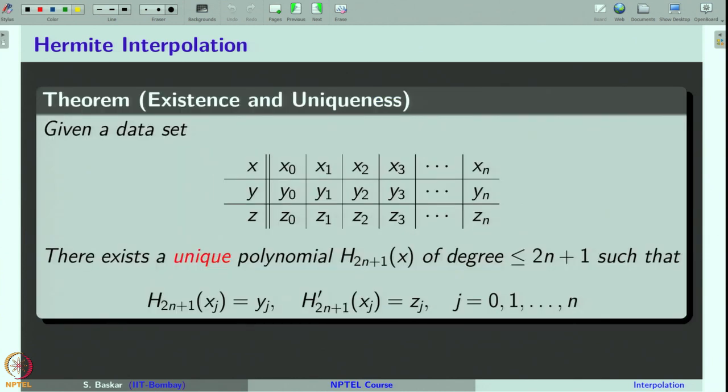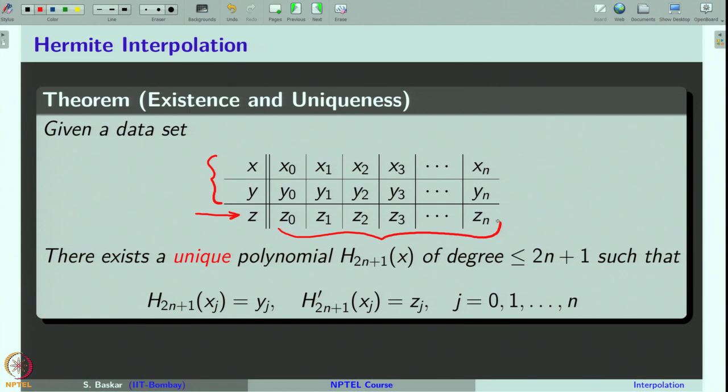Well, first let us see how the data set should look like. Recall that when we were constructing polynomial interpolations using Lagrange and Newton's form, we had only two coordinates, x and y, right? But we need one more extra coordinate now to construct the Hermite interpolation that corresponds to the value of the derivative of the given function.